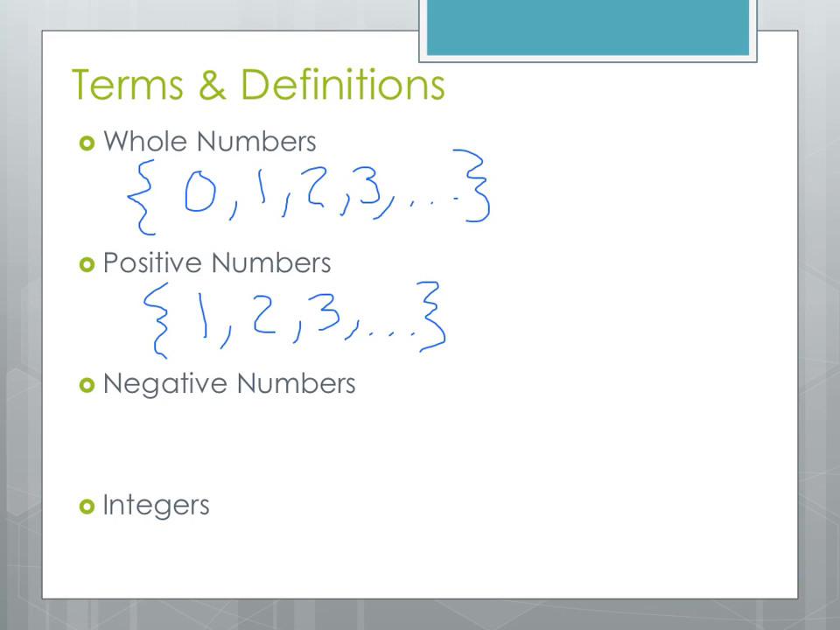And then the negative numbers are going to be the negative counterparts of those positive numbers. So negative 1, negative 2, negative 3, and on forever. Now notice that 0 is contained neither in the positive numbers or the negative numbers. 0 is neither positive or negative. It does not have a sign, so that's something to keep in mind.